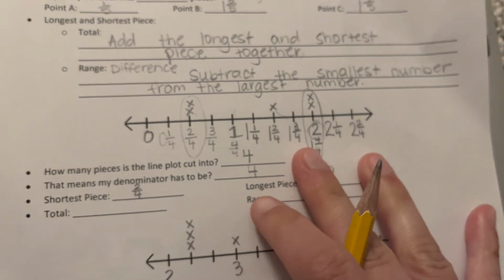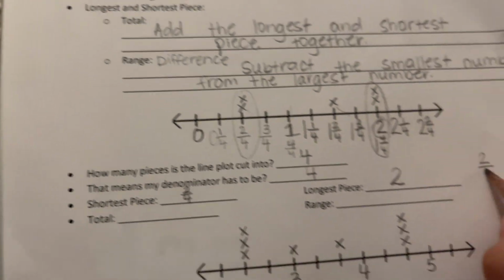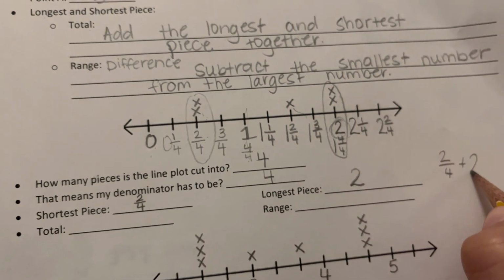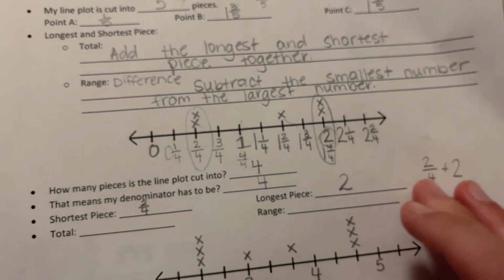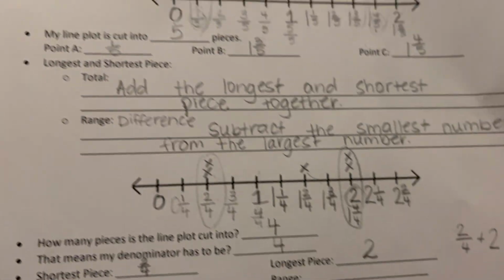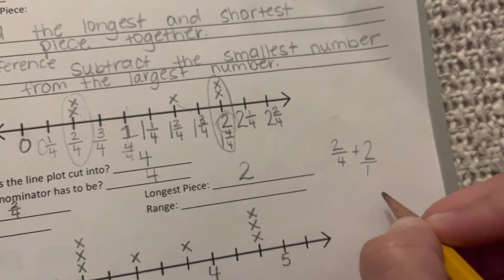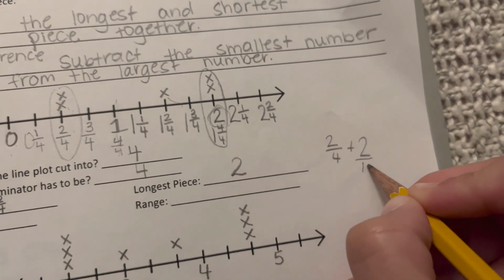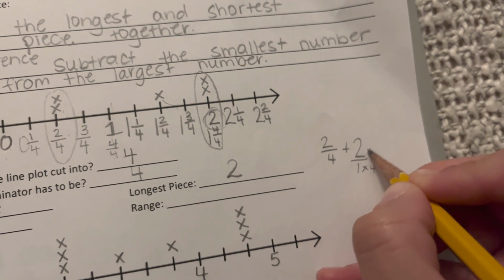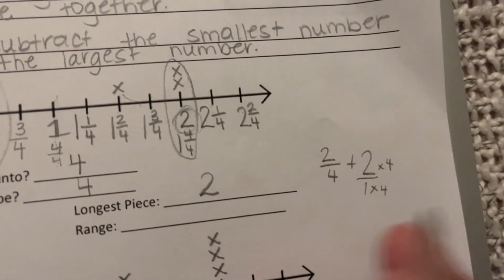Okay? If I add these things together, that means I'm taking 2/4 and I'm adding 2 to it. So 2/4 and 2 is the same as 2 and 2/4. If that doesn't make any sense to you, then you put 2 over 1. Anytime you add or subtract fractions, you need a common denominator. And whatever you do to the bottom, I need you to do to the top.